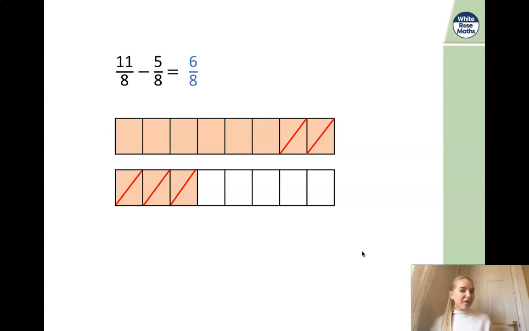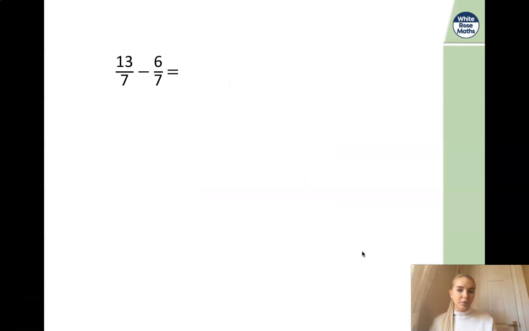Okay, did you work out that both of these numbers are even numbers, so they can both be divided by 2? 6 divided by 2, how many 2's are there in 6? 2, 4, 6, 1, 2, 3. And how many 2's are there in 8? We worked out there were 4. So 6/8 is equivalent to 3/4. Fantastic job. How about this one then?